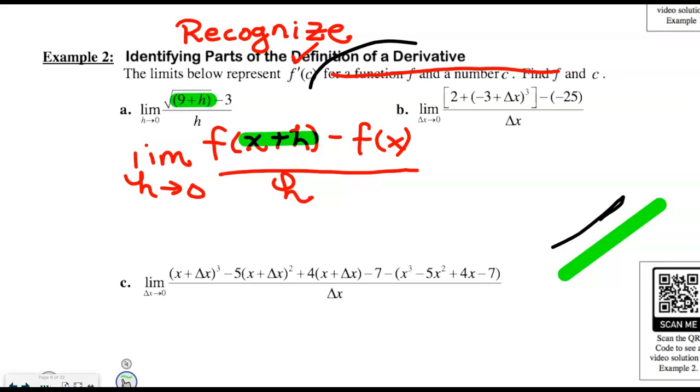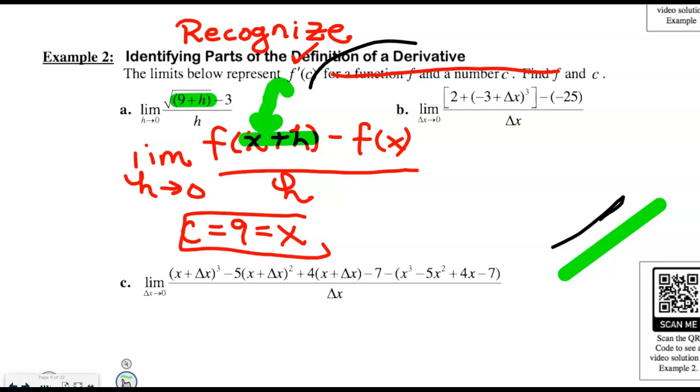Can you see it? So what's the x value that we're doing the derivative at? At what x value are we doing the derivative? You can see it. None. Correct? So you would just say, well, the c value, or the x, is equal to 9 in this case. You can just see it. They must have put a 9 in for it.